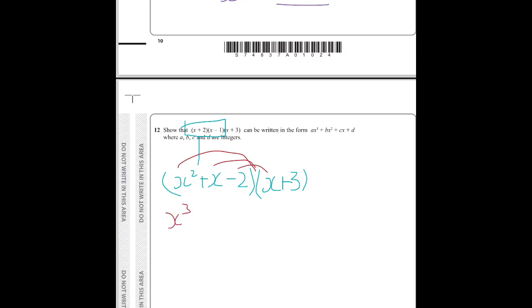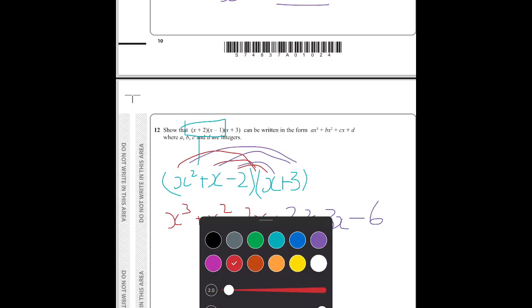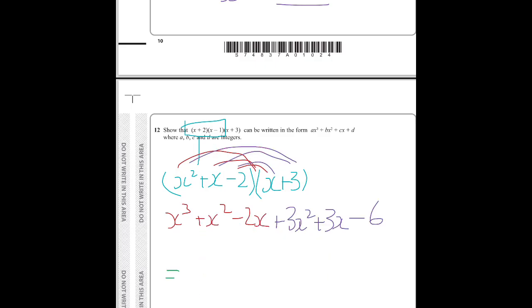So I'll get x cubed plus x squared minus 2x. And I'm going to times those 3 things now, instead of by x, I'm going to just times them by 3. So plus 3x squared plus 3x minus 6. Cool. The last step is for me to just collect like terms.